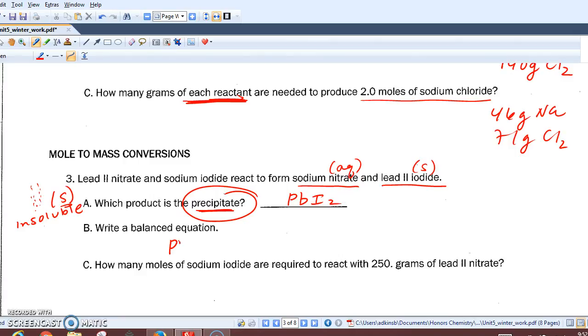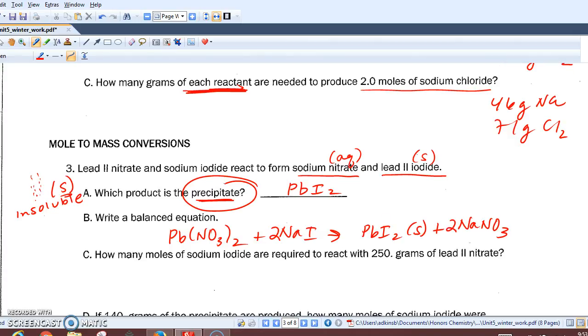Our reaction: Pb(NO3)2 reacts with NaI to produce PbI2. That's our solid. Remember, you really only have to write the physical state if it's anything other than aq. So all of these are aq except for the lead iodide. And then we'll balance it. We'll put a 2 there and a 2 there to balance.